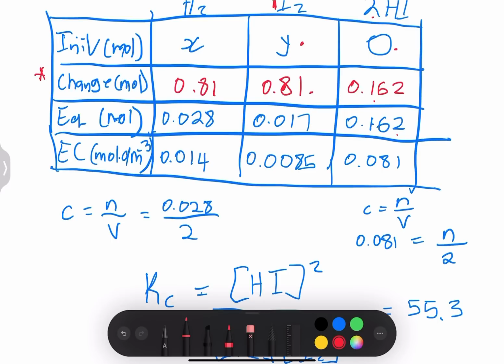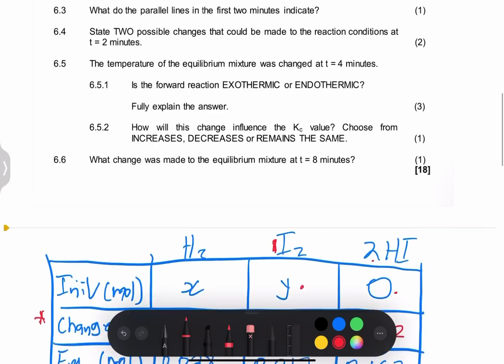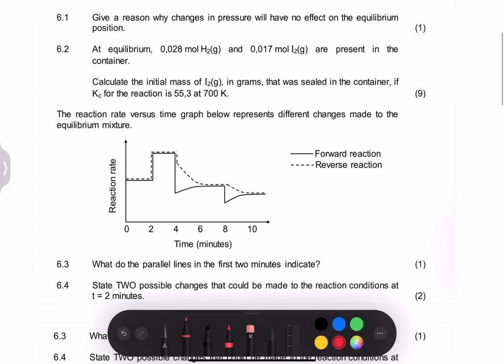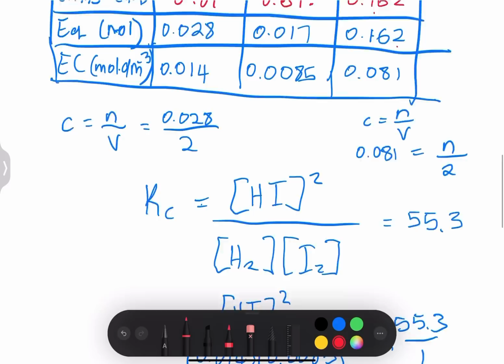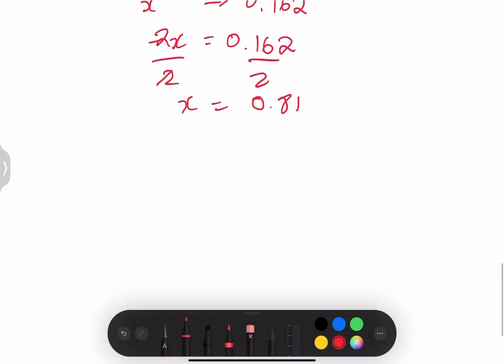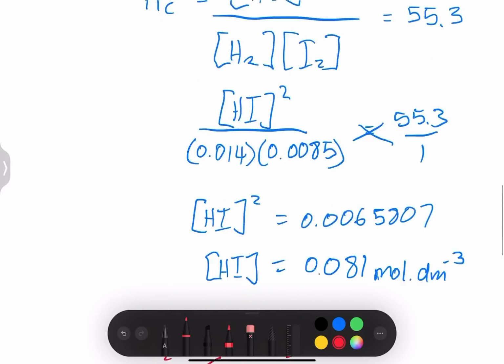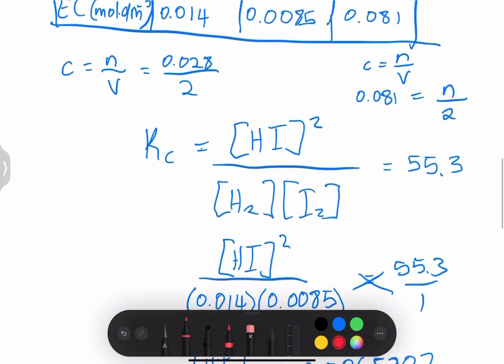How much do you have at the end? That's 0.017, right? So you can actually remember what they wanted for us is the initial amount of iodine, and by the way, they wanted that in grams. So what we can find is the number of moles. We know we started with Y, and we used an amount of 0.81. And at the end, we were left with 0.017.